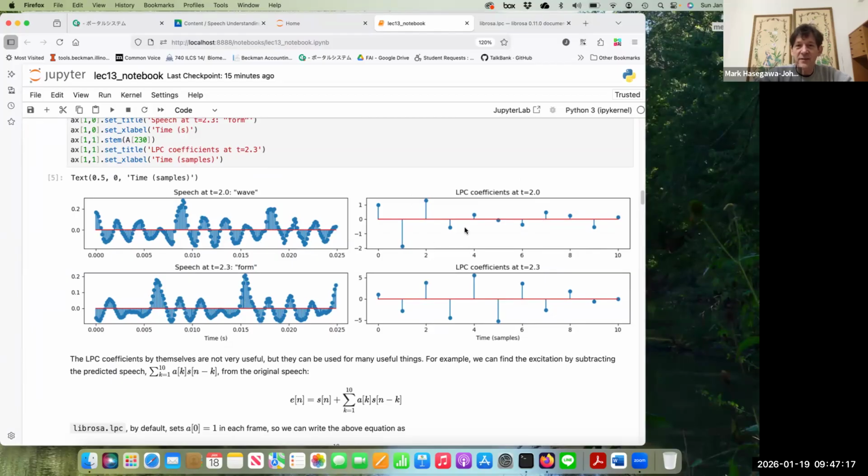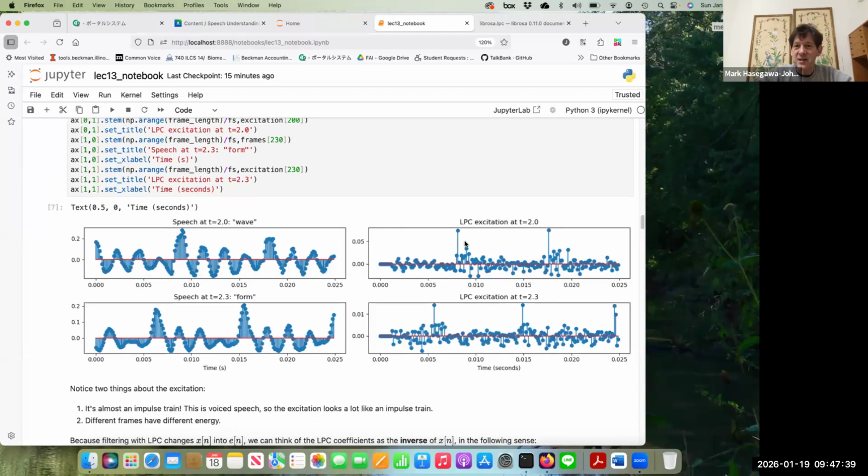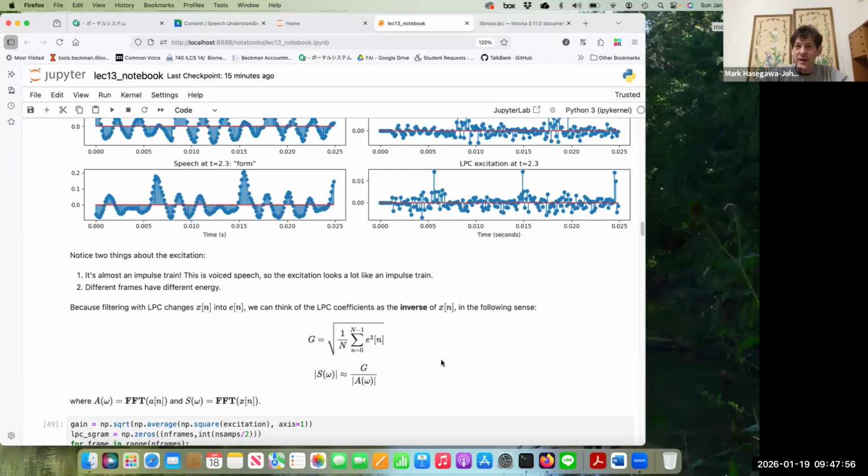Basically, in the wave syllable, the LPC prediction doesn't account for as much of the energy. So both of these have a total energy in the speech waveform of about 0.3 as their maximum. A little bit smaller for form, but more of that energy is explained by the LPC in the syllable form than in the syllable wave. And so when I get down to the excitation, the LPC excitation for the syllable wave has to have a higher amplitude, 0.06, and the excitation for the syllable form has a much lower amplitude, like 0.01. So we have to represent that in some way.